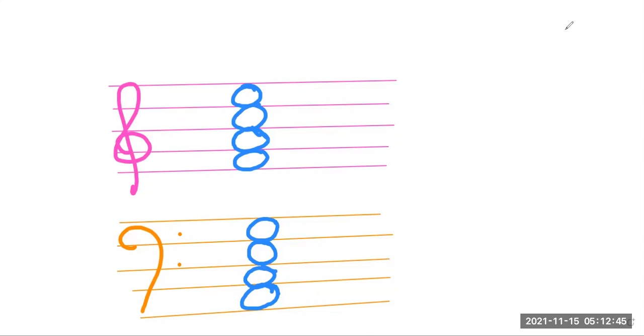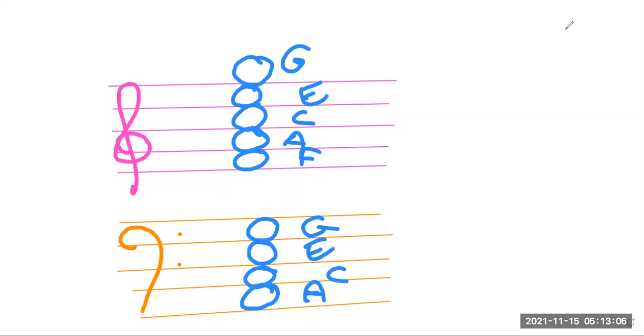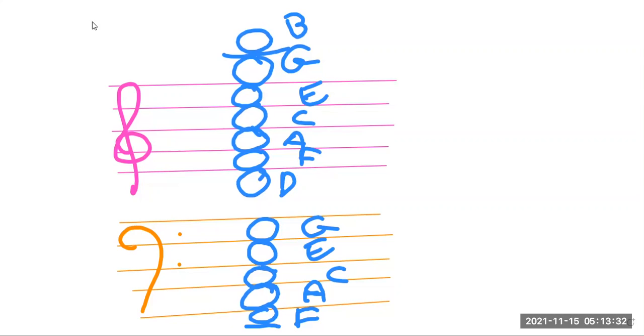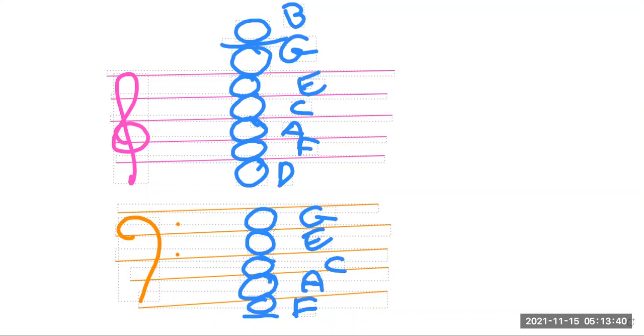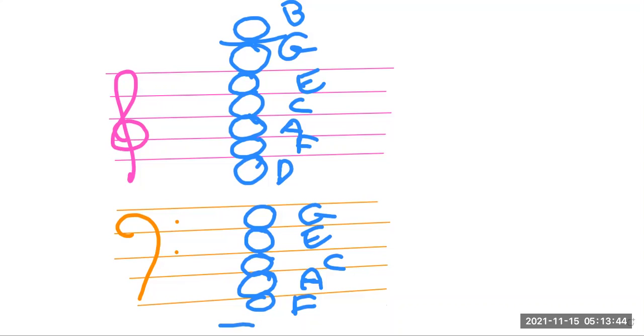So there are the notes for the spaces that you're familiar with. You might recognize the order: A, C, E, and G. On top of here, F, A, C, E. And then there's this note on top, G, and this note on the bottom called D. And same thing here. Below that, F.